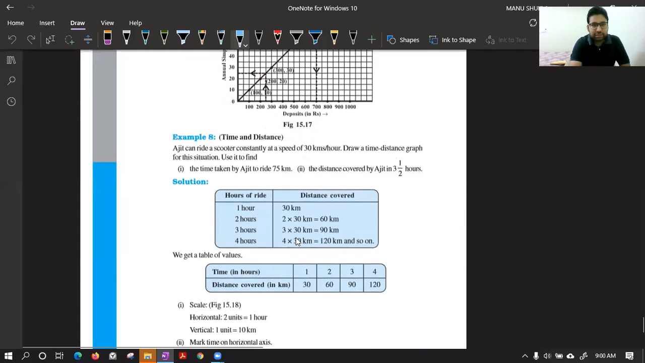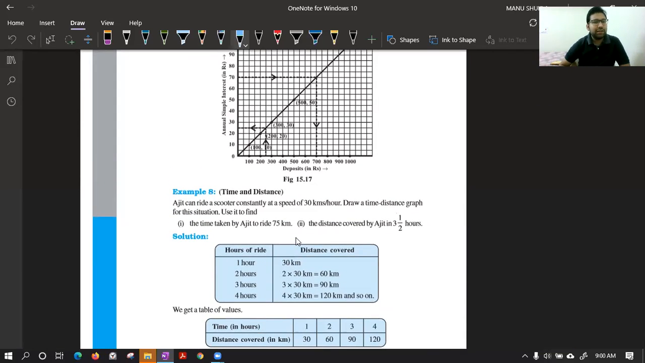The next example is of time and distance. Now class, tell me, we will see what kind of relation this is. We will see what kind of relation after some time. Okay, first read the question.